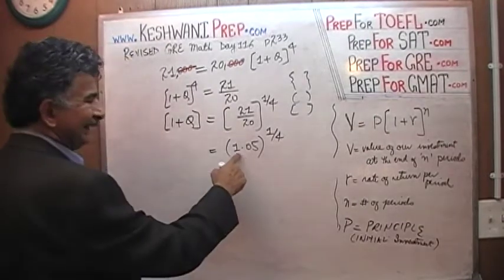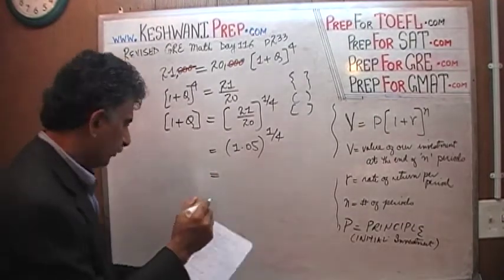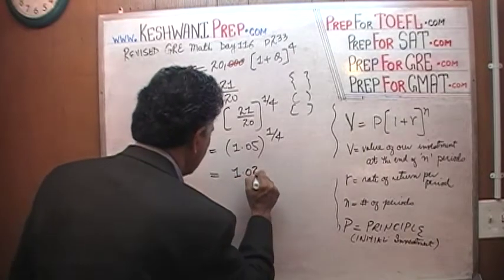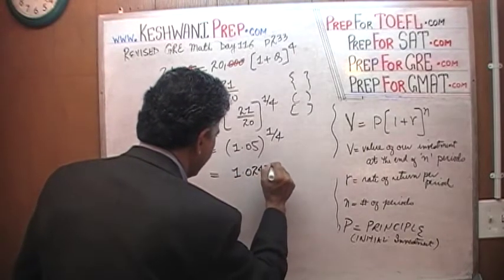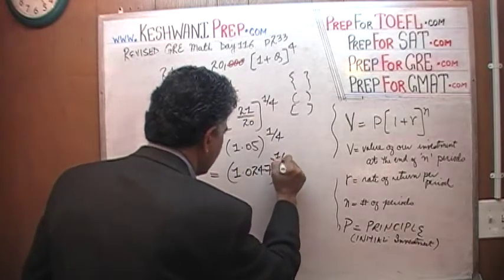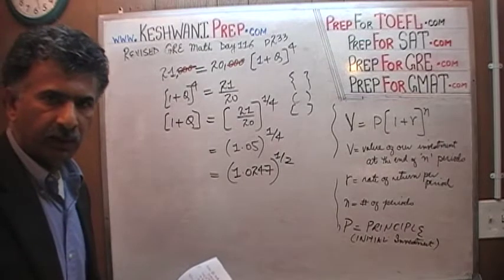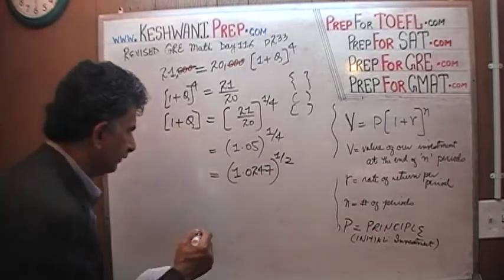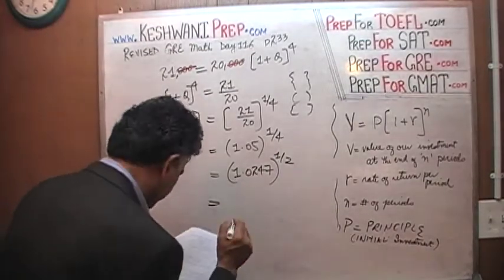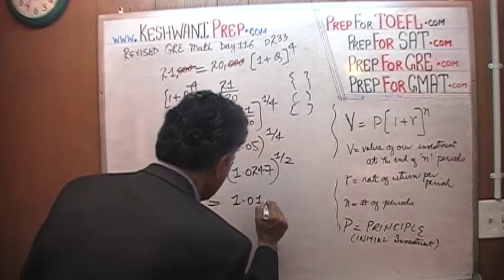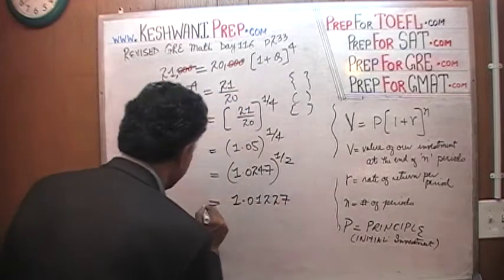If you take the square root of 1.05, it is 1.0247, and then take a square root one more time. Because if you take a square root of something and then take a square root again, you're taking the fourth root of it. If you take the square root of this quantity, which I just wrote, you get 1.01227, and that's your q.